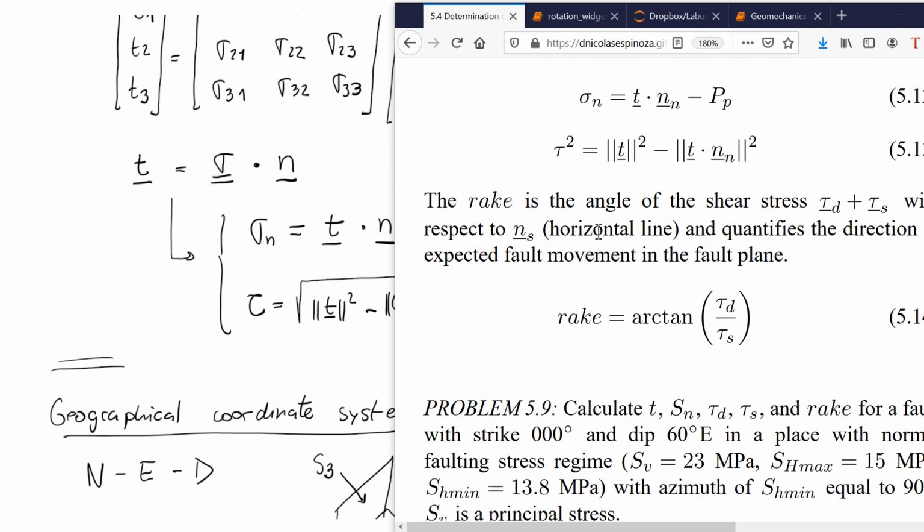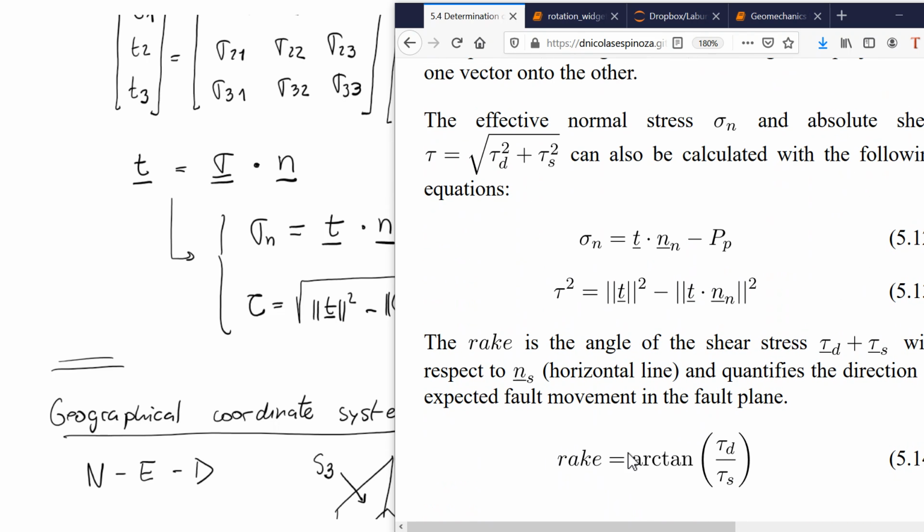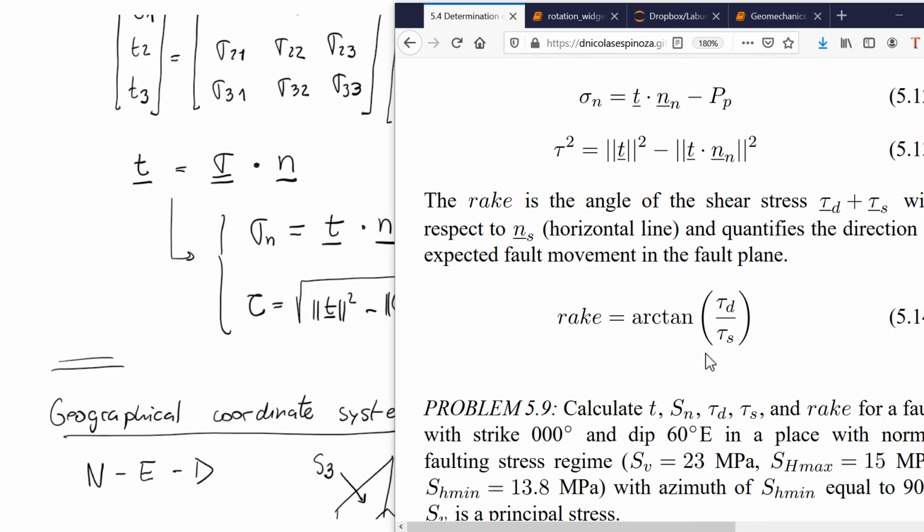Now, finally, the last thing that you can do is to calculate what is called the rake. And that's going to tell you in which direction the fault is moving: up, down, to the left, to the right, or at a given angle. And that angle is going to be the arctangent of tau d over tau s. The bigger the tau d over tau s, that's going to mean it's mostly moving in the direction of the dip. If, for example, tau d is 0, and tau s is not 0, that means it's moving along the direction of the strike.